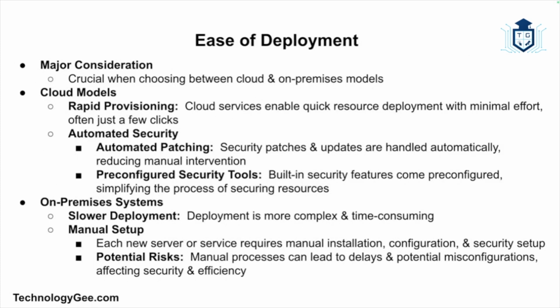Next, let's talk about ease of deployment, which is a major consideration. Cloud models shine here, enabling rapid provisioning of resources with just a few clicks. This ease also extends to security features such as automated patching and pre-configured security tools. For on-premises systems, deployment is slower and more complex, and each new server or service may require manual setup and security configurations, which can lead to delays and potential misconfigurations.